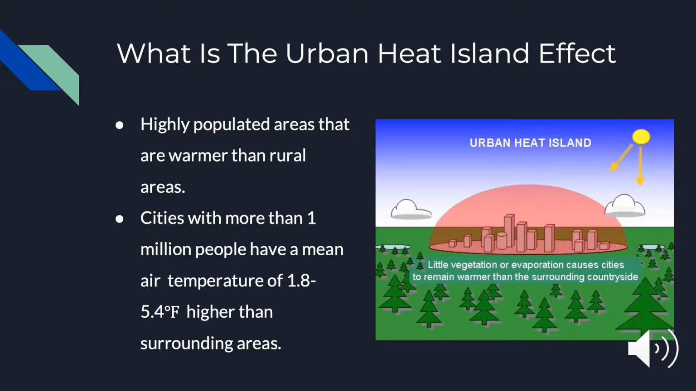Many ask what the urban heat island effect is. This occurs when there is a highly populated area and it tends to be warmer than rural areas. Some statistics are that cities with more than 1 million people have a mean air temp of 1.8 to 5.4 degrees Fahrenheit higher than surrounding areas.